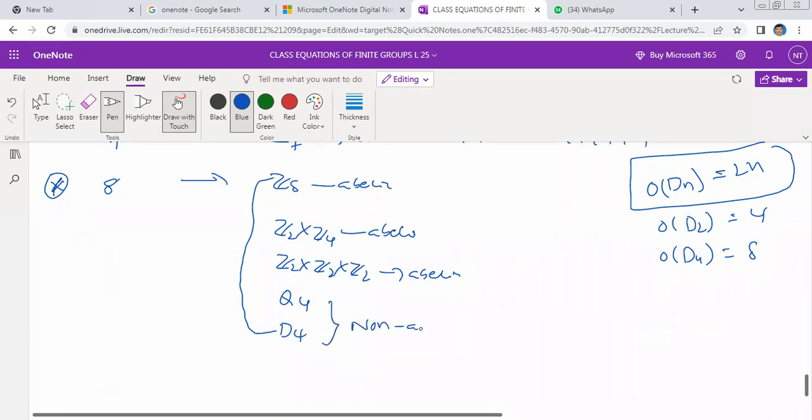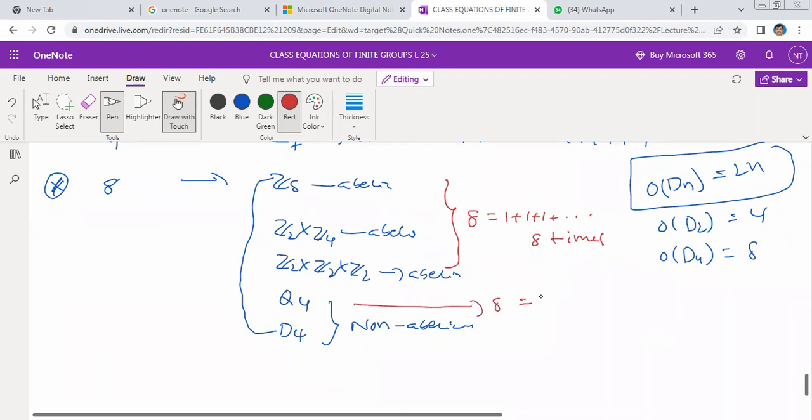Non-abelian groups. These two are non-abelian groups. These two are non-abelian. So whenever these two are abelian, what is the classification of these three? 8 is equal to 1 plus 1 plus 1, repeated how many times? 8 times, 8 times of 1. But already we proved, what is the classification of Q4?